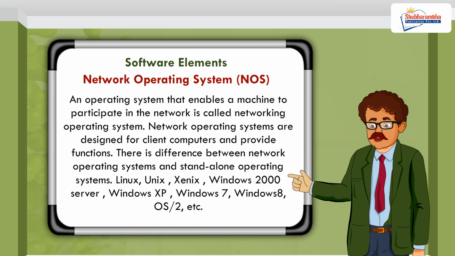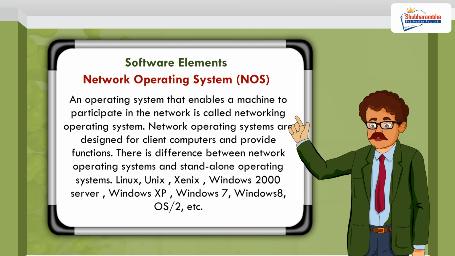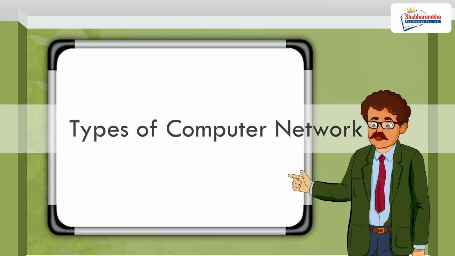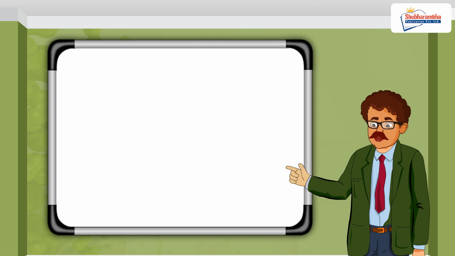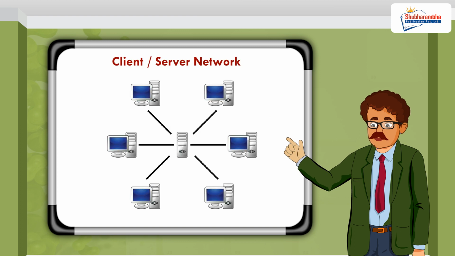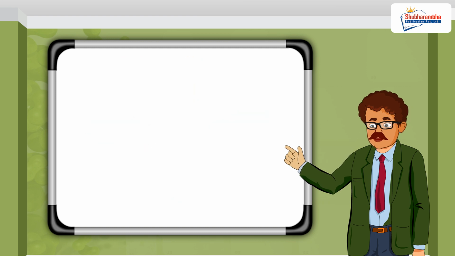Network Operating System, NOS. An operating system that enables a machine to participate in the network is called a networking operating system. Network operating systems are designed for client computers and provide functions. There is a difference between network operating systems and standalone operating systems. Linux, Unix, Windows 2000 Server, Windows XP, Windows 7, Windows 8, OS/2, etc. Types of computer network. Local area network, LAN. Metro area network, MAN. Wide area network, WAN. Client, server network. Peer-to-peer network. Centralized network. Services of Internet.